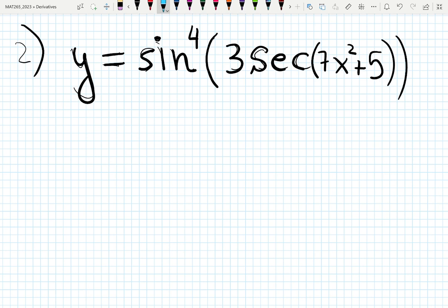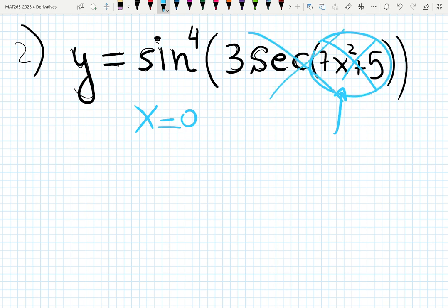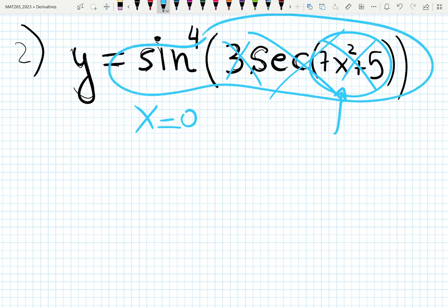How do you know how to start with a chain rule? If I plug in x equals 0, it first goes into this square. Okay, we worked it out, done. Then we have a secant of some number. We worked it out, done. Then we multiply it by 3, done. Then what? I will do sine of that number, right? And then at the very end, whatever the result I get, I will take it to the fourth power.